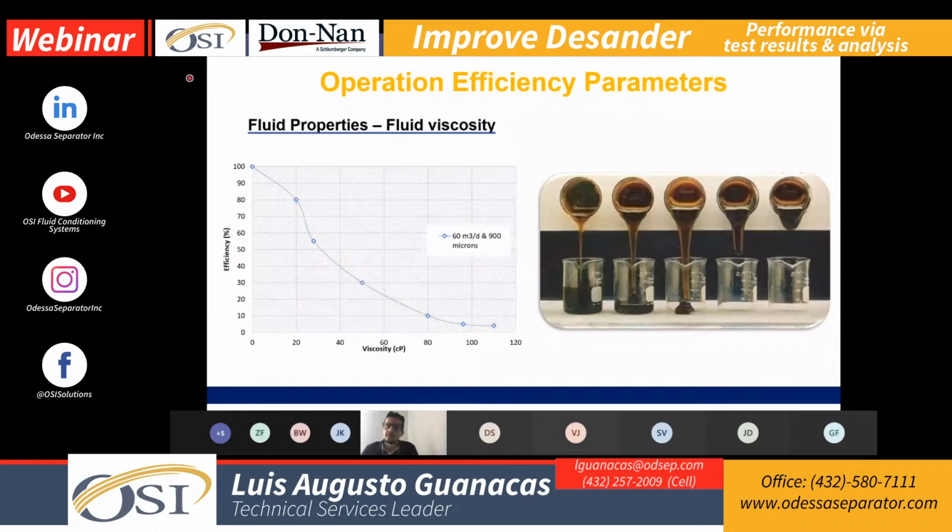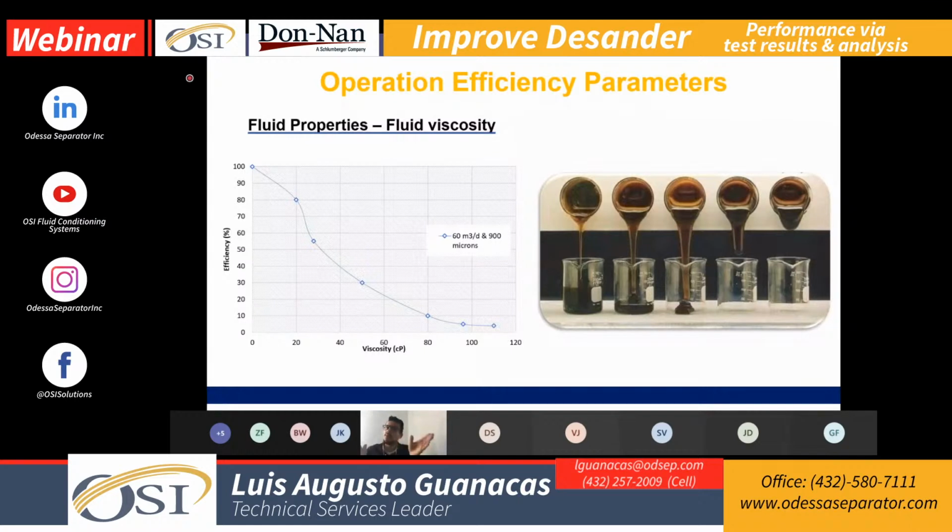And the graphic that you're seeing right now is very indicative. You will see the efficiency on the vertical axis and the viscosity on the horizontal axis. Now, if you are dealing with low viscosity fluid, you will have an optimal performance of this tool. Let's say that we have medium to light oil, we will have an efficiency between 55% and 100%, which is really good.